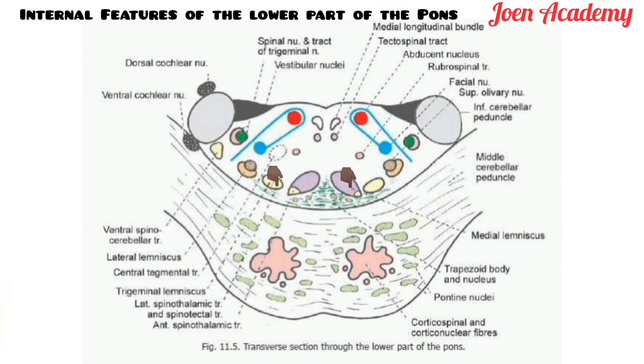Then the inferior cerebellar peduncle lies lateral to the floor of the fourth ventricle. The vestibular nuclei lie in relation to the inferior cerebellar peduncle. The dorsal and ventral cochlear nuclei are situated dorsal and ventral to the inferior cerebellar peduncle.